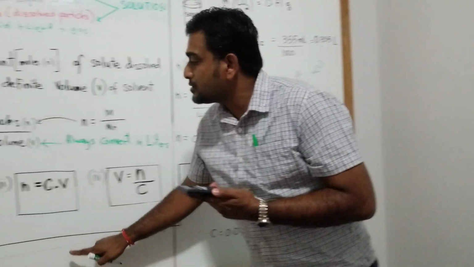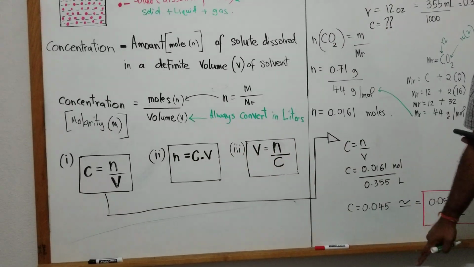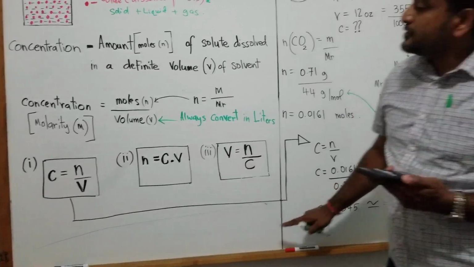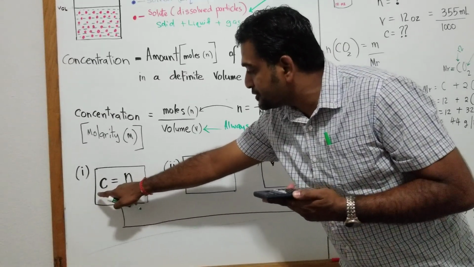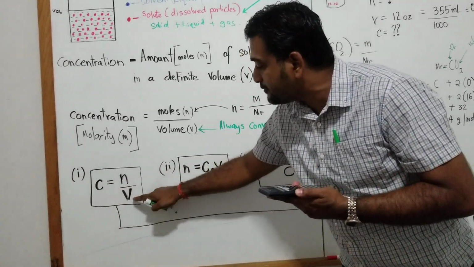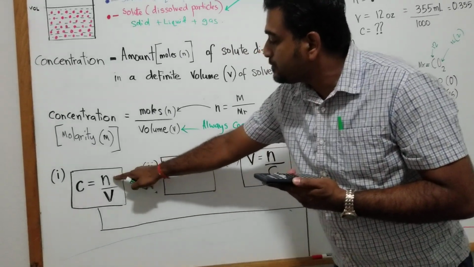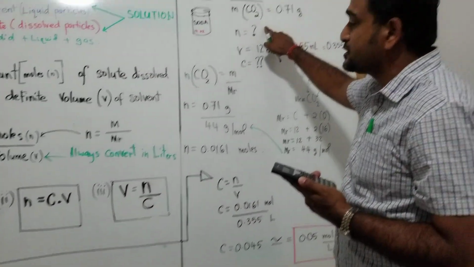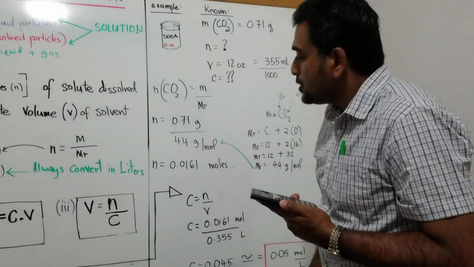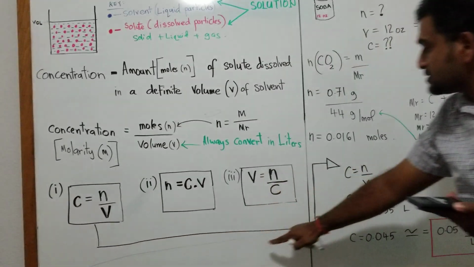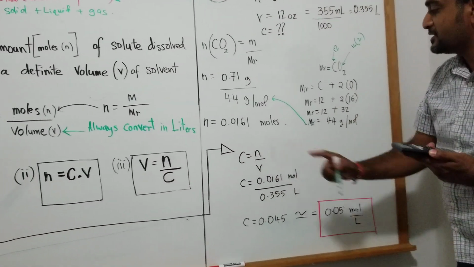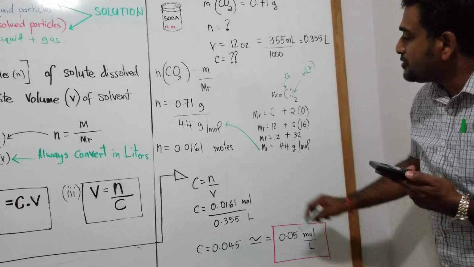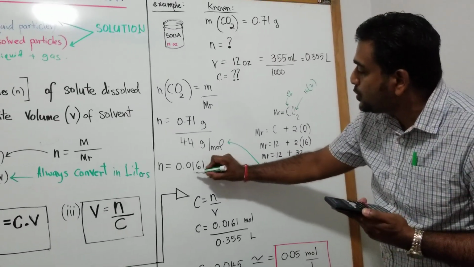So the question was specifically asking us to calculate concentration. So we'll go back to the three variations of the formula and see which formula we could use. The subject of the formula to calculate concentration is the first one, which is the number of moles divided by volume. The reason why I calculated the number of moles is that it was not given in the question, but volume was given. So we are going to use the first equation. Concentration is equal to number of moles divided by the volume. The number of moles we just calculated as 0.0161.